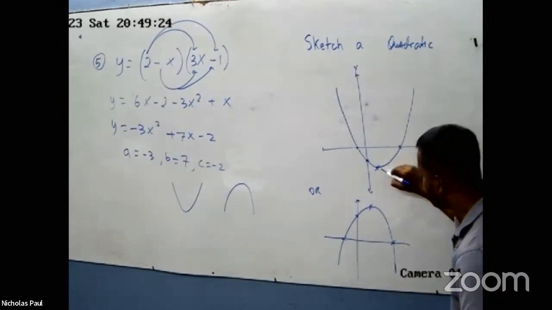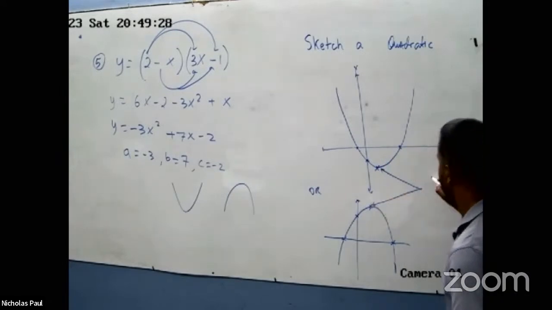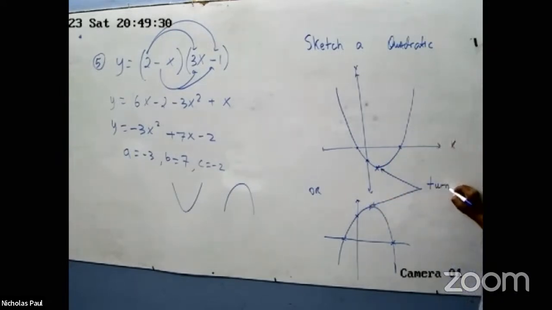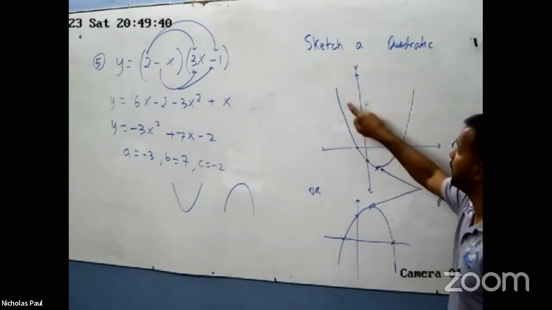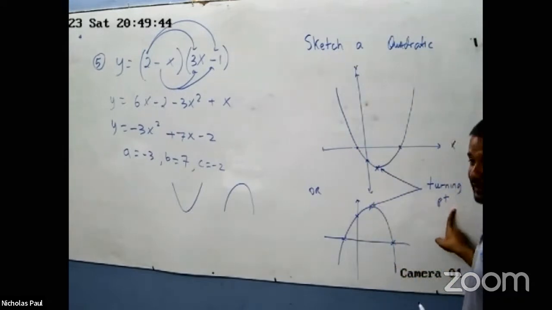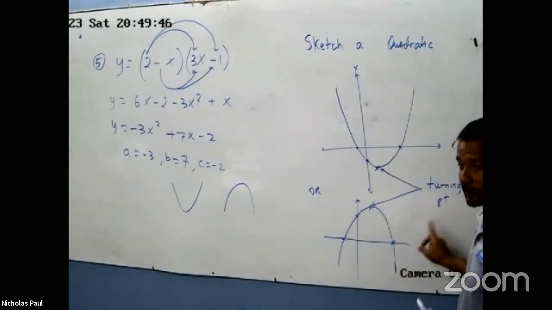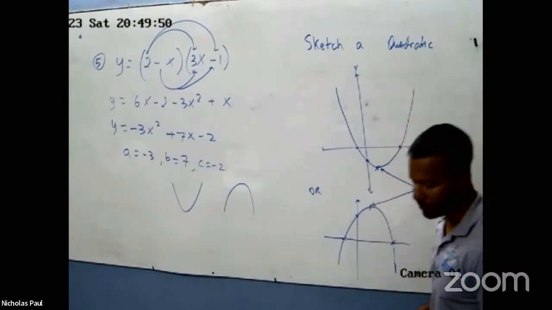Okay, this special point here and this special point here is called your turning point. That's okay. We're going to learn how to get a few things. Number one, we're going to learn how to get the shape, and number two, how to get a turning point. All right. So next heading, sketch a quadratic, sketch these two, and I want to give you a few pointers.